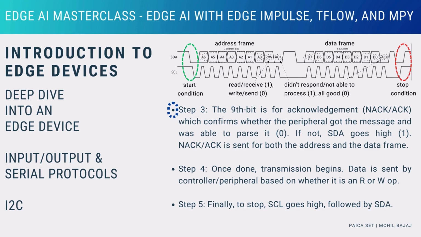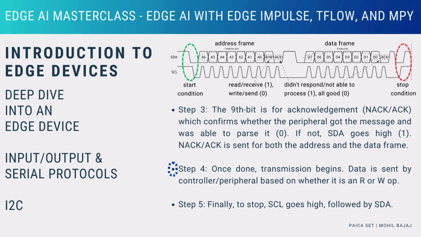In the third step, the targeted device acknowledges the communication by sending back an ACK signal, if the address was correct, or if it was able to parse the data, by sending a low signal or 0 on the ACK bit, which is the 9th bit. If it was unable to receive or parse, a high signal or 1 is sent on the data line. Note that the acknowledgement bit is sent for both the address and the data frame.